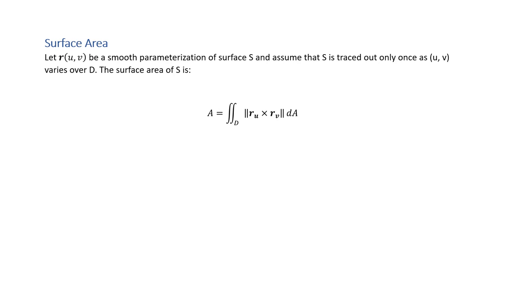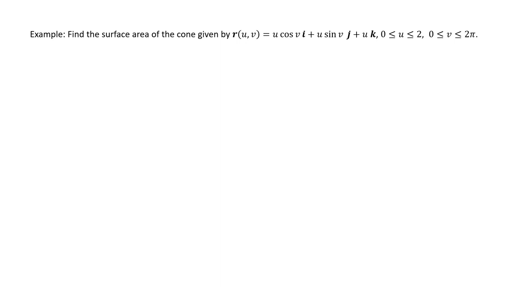Let me show you an example of this. I'm not going to actually derive this for you. Your textbook has a lot of derivations in it if you're interested, or I could chat with anyone outside of class if they're interested. But basically, if we want to find surface area, we're going to integrate the magnitude of our Ru cross Rv, and we're going to integrate that basically over the projection of that surface in the UV plane. Okay, so what does that mean?